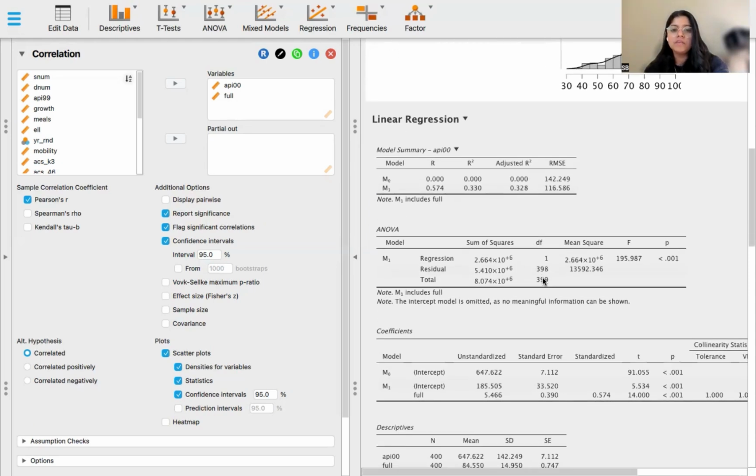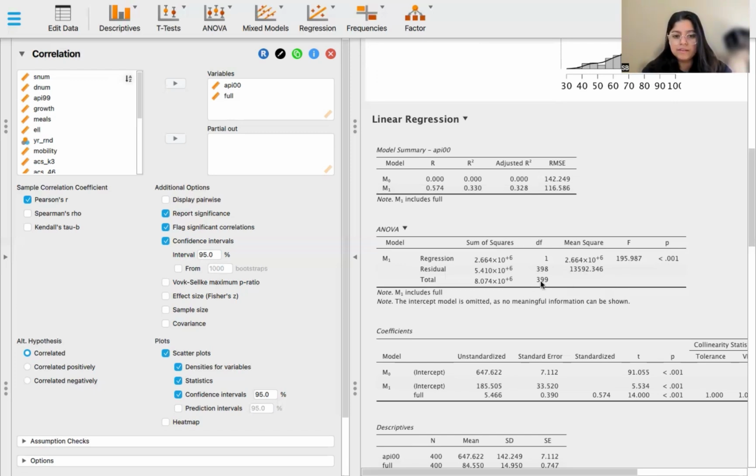As we move forward, we can see in the ANOVA table that our F statistic is 195.987, where our degrees of freedom is 1398, and our p-value is less than 0.001. We also saw that same p-value in the correlation when we tested it. So the F test confirms the regression model is statistically significant. This means the relationship between the full and the API 00 columns is not due to random chance.